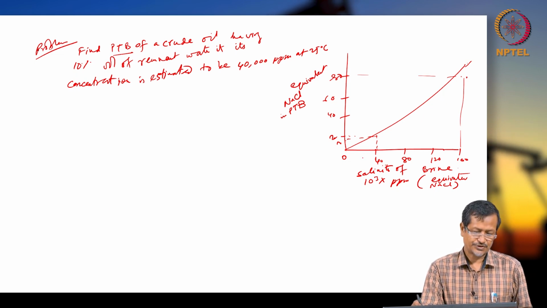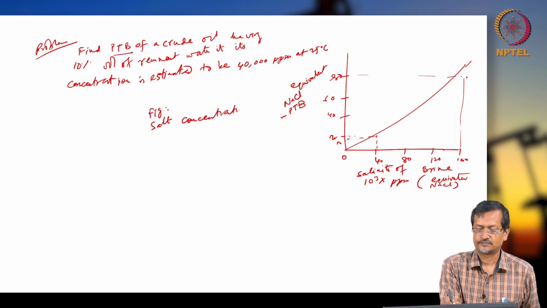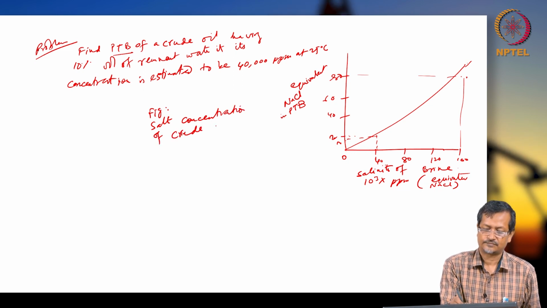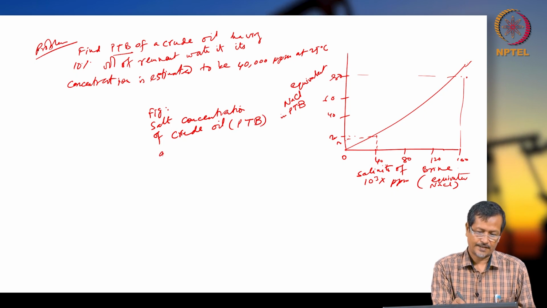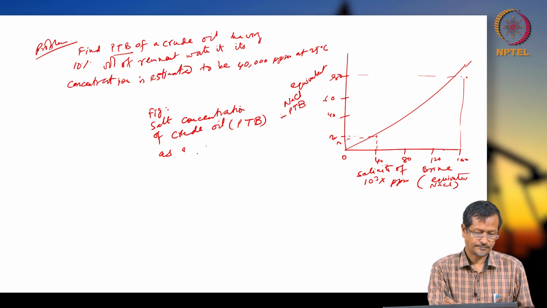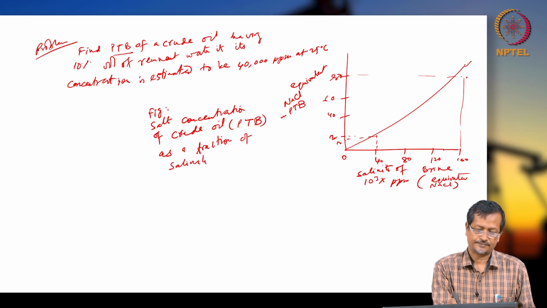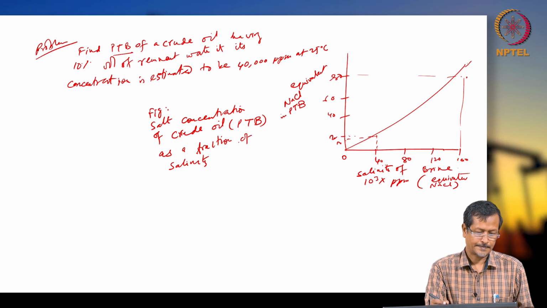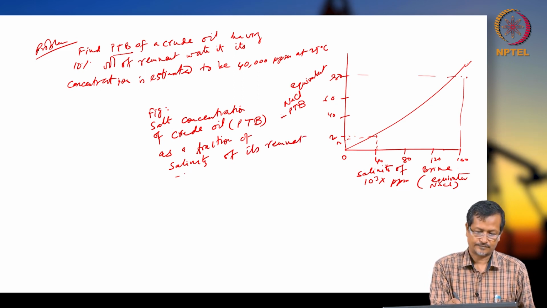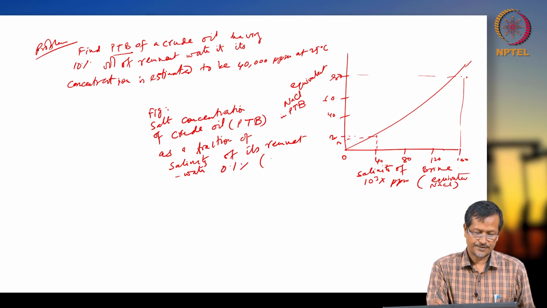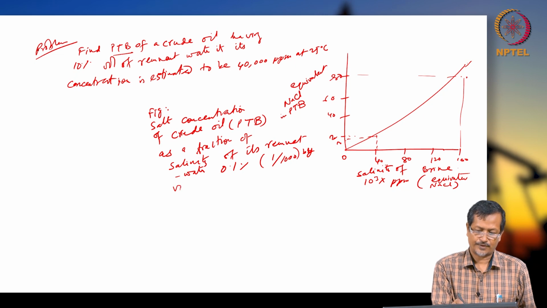Now this figure shows the salt concentration of crude oil, PTB, as a fraction of the salinity of its remnant water. Remnant water is 0.1%, or 1 by 1000, by volume of remnant water.